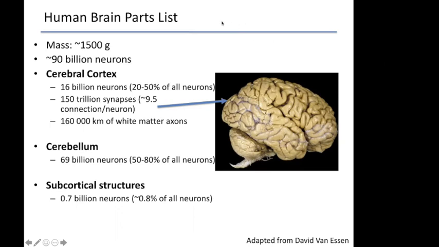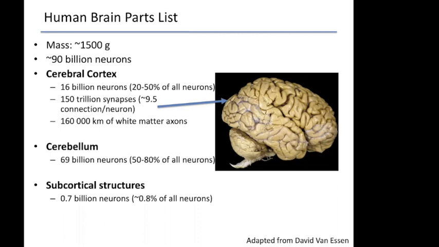As we'll talk about later on, most of the images that we take of the brain using magnetic resonance imaging are elegant, high-resolution images, but they're really just snapshots. They don't give you much specificity with respect to the neural classes underlying the 16 billion neurons that make up the cerebral cortex, which make up anywhere between 20 to 50% of the neurons in your brain, the 150 trillion synapses, the approximately 10 connections per neuron that exist in the brain, or the 160,000 kilometers of white matter axons that connect the different cells within our brain.